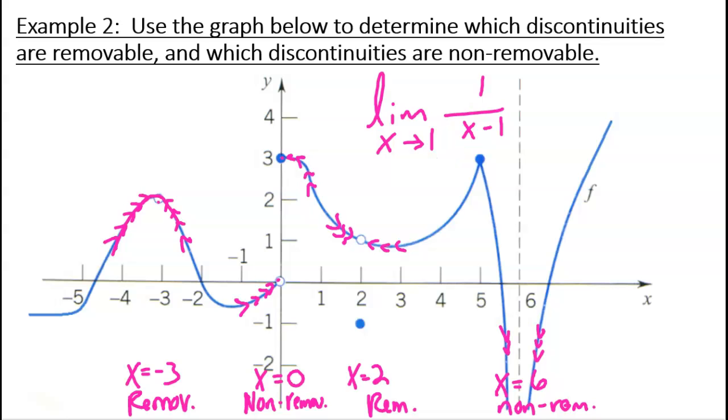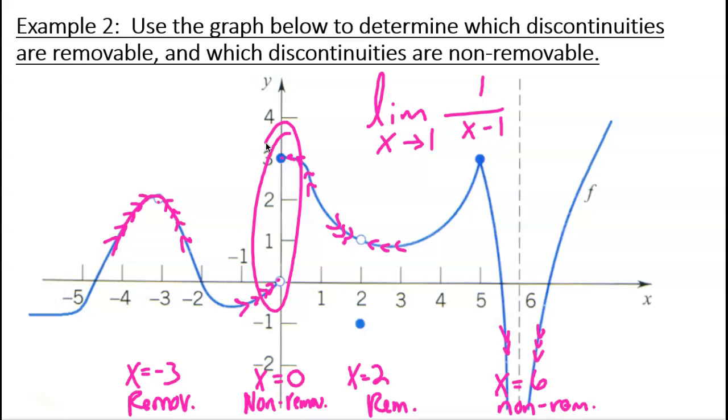But you can't factor anything. There's nothing you can do to this expression to change it. And since I can't change it, you know what that means? There's no way to remove it. And since there's no way to remove it, that means this is a non-removable discontinuity, which means that if you were to graph this, it's either going to look like a jump or a vertical asymptote.